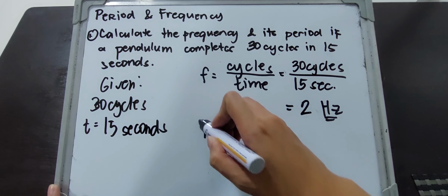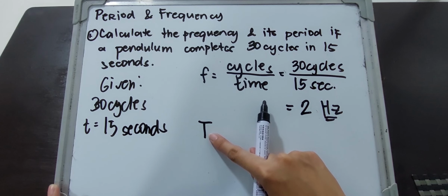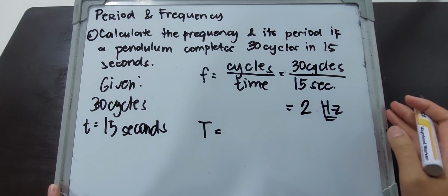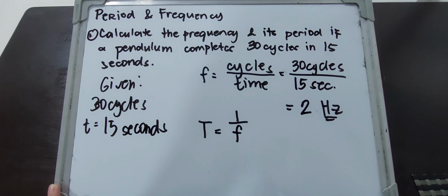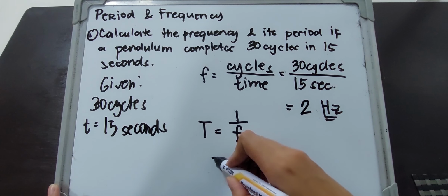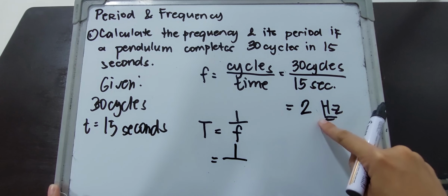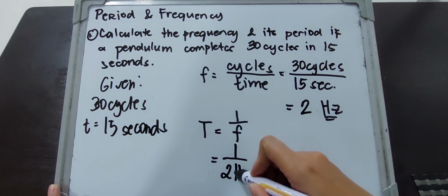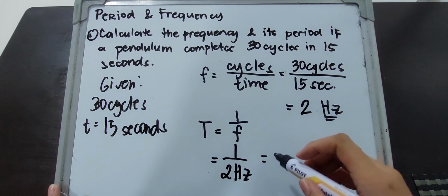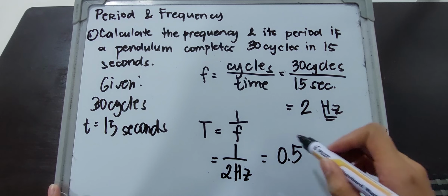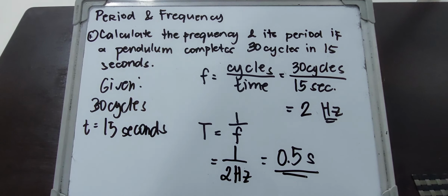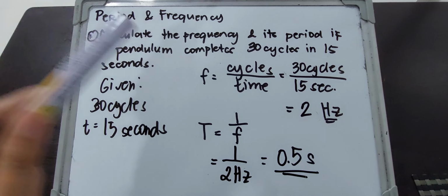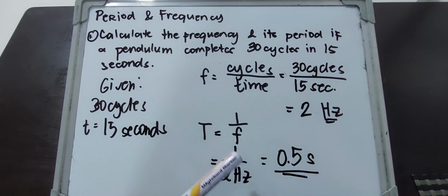Now, for period, again, our symbol for period is the capital letter T. And kahit dun sa rotational motion, I mentioned to you that we can get the period by 1 divided by frequency. So we have 1 divided by yung nakuha nating frequency, 2 hertz. So 1 divided by 2 is 0.5 and our unit for period naman ay seconds. Okay, so ito yung ating final answer sa first question. This is the frequency of pendulum and this is the period of pendulum.